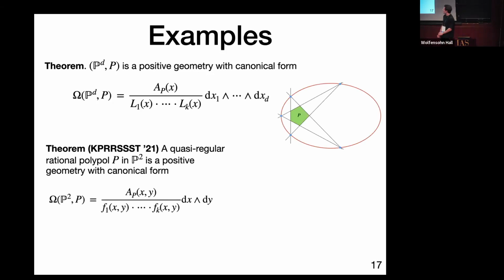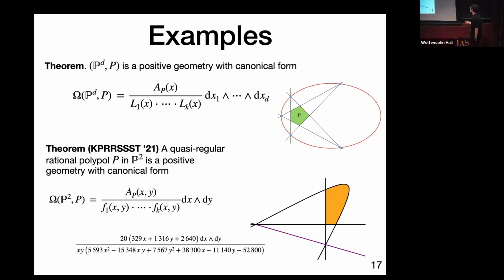Okay, so just to wrap up the story about these polypols. It turns out if you take a rational polypol and you add some extra adjectives, right? My story about polypols so far has been purely complex. So I need to add this adjective quasi-regular to make it look like a polytope. Then this is a positive geometry with canonical form. It's the adjoint divided by its boundary curve equations.